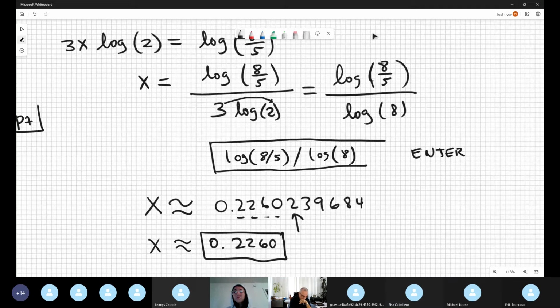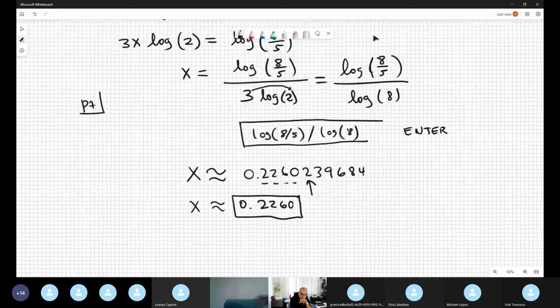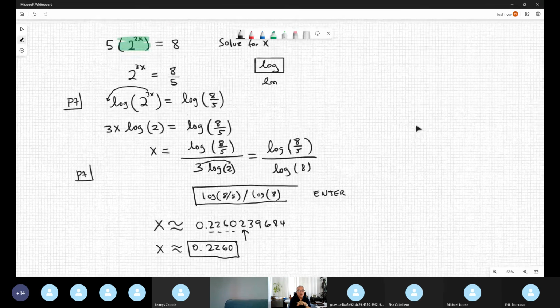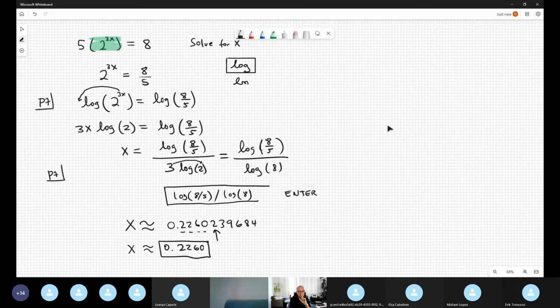Yes. Okay. I want to complicate this more. Suppose this equation.